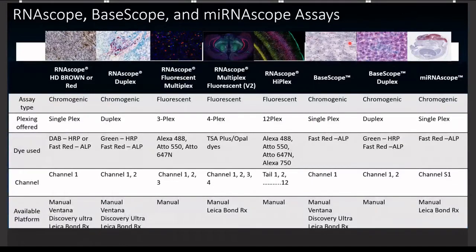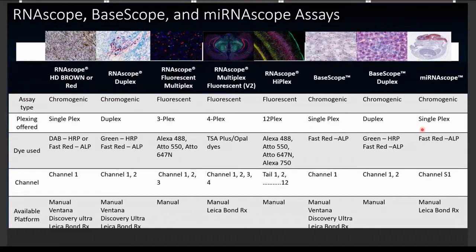Here in this slide, I have described the broad product portfolio that we offer with these three assays. As you can see, we have flexibility in our plexing capability. We have RNAscope assays that are single-plex, duplex, multiplex that can go up to 12-plex with the high-plex assay, where you can detect 12 targets on the same sample. Similarly, with BaseScope assay, we offer single-plex and duplex, and with microRNAscope assay, we currently offer single-plex.